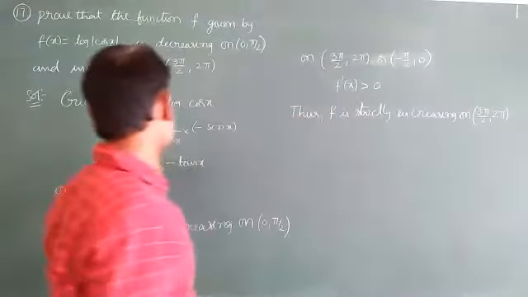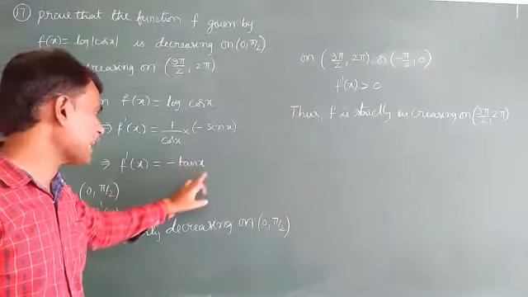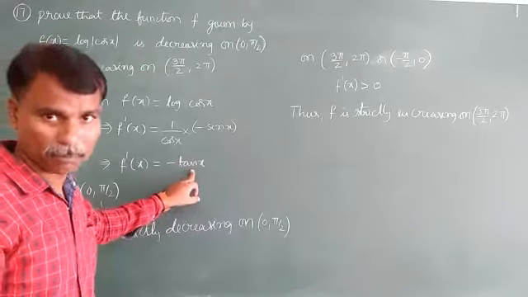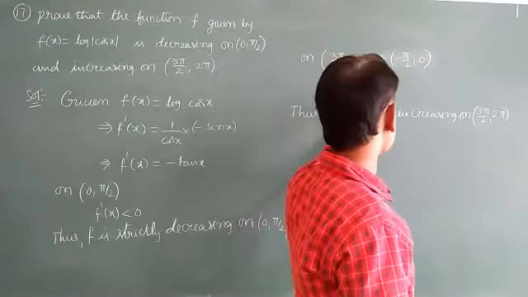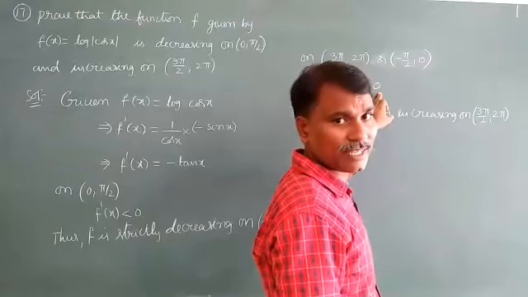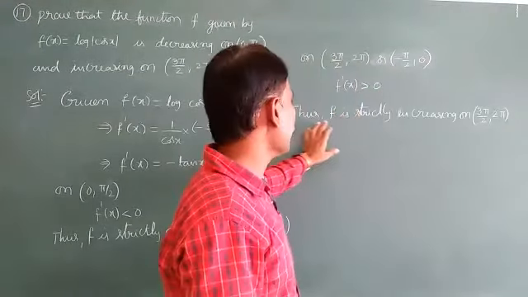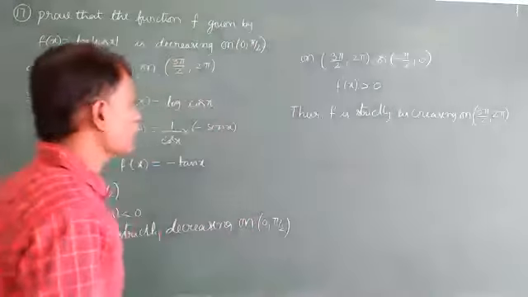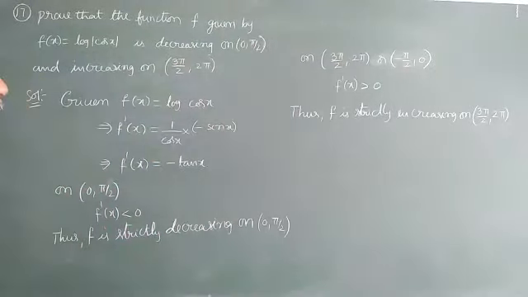That's why f dash x, which is minus tan x, means the tan x value is negative. Negative means minus into minus, it becomes plus. That's why f dash of x is greater than 0. Finally, f is strictly increasing on 3 pi by 2 comma 2 pi. Finally, what did we conclude here? The given function is decreasing on the open interval 0 comma pi by 2 and increasing on 3 pi by 2 comma 2 pi. This is the solution for 17.